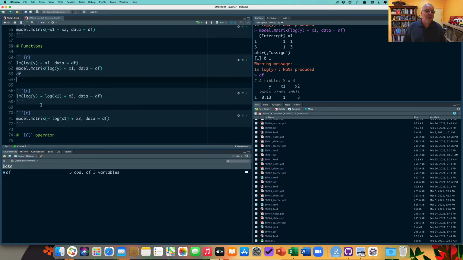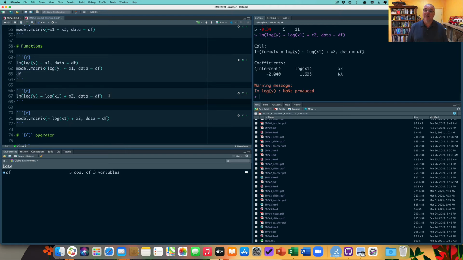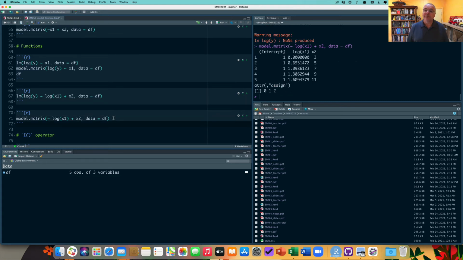With this one, we will now do the log of y tilde log of x. So there's now my model. And if I did the model matrix of that bit, you can see here there's no problem. All these were basically non-negative. So here's your intercept. It's taking the log of the x1, and there's your x2.